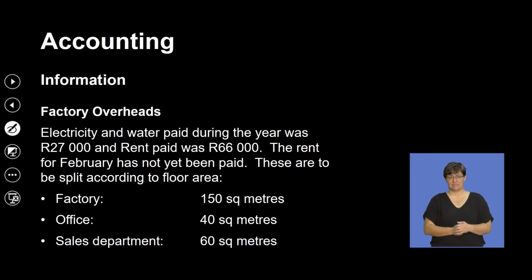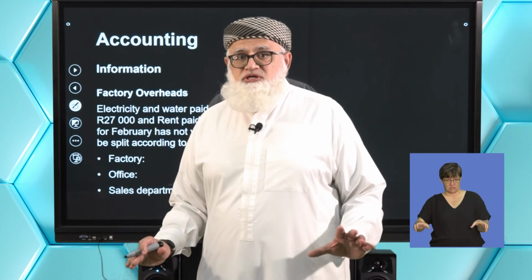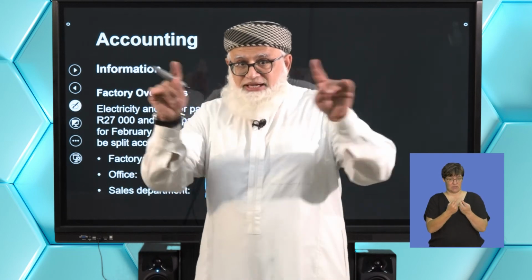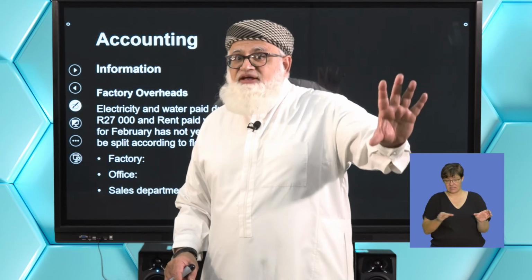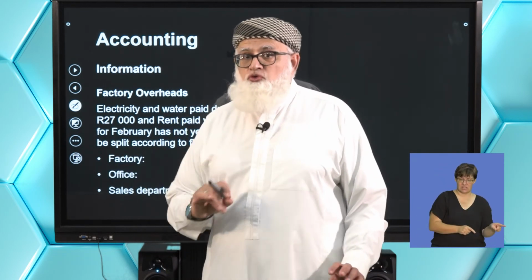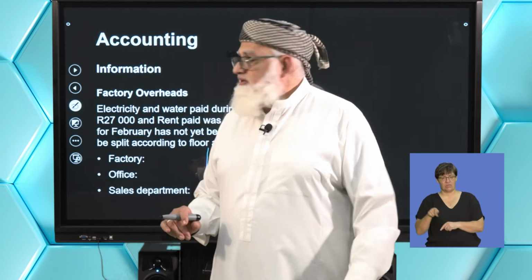We are told about factory overheads. What are we told? That factory overheads, electricity and water paid was 27,000 and rent paid was 66,000. The rent for February has not yet been paid. These are to be split according to the floor area. It means this is how this expense will be allocated to the various departments. Remember, you're renting the entire premises, but a portion of it is occupied by the factory, some by the showroom, and some by the admin section, right?